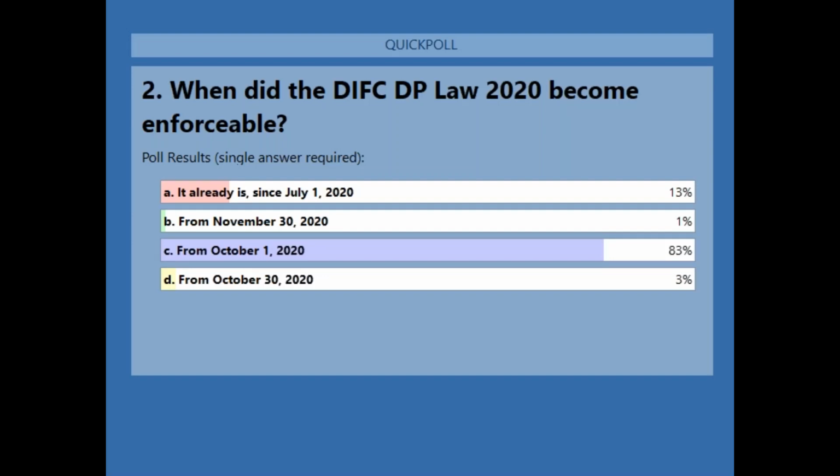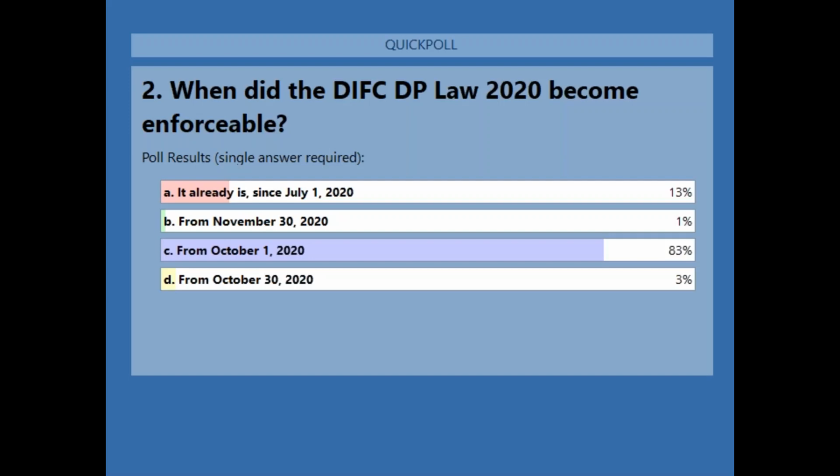Yes, it was C. It's been enforceable since October 1st, 2020, which means basically that it was from that date that the commissioner's office could begin issuing fines for noncompliance, but it wasn't a deadline date for you to just get compliant by then and then sit back and not worry about it again. You have to maintain your compliance. If your processing changes, you have to update your notification. If you want to change your data protection officer name or appoint one at all because you didn't before, that would be something that you update your notification on as well.